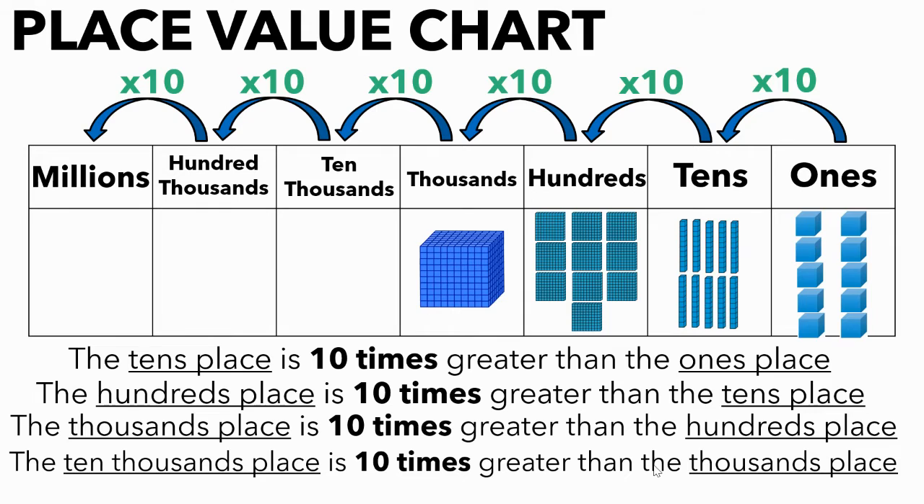The pattern is that each time you go one place value to the left, it's 10 times greater than the place value to its right. This is why we call it the base 10 system.